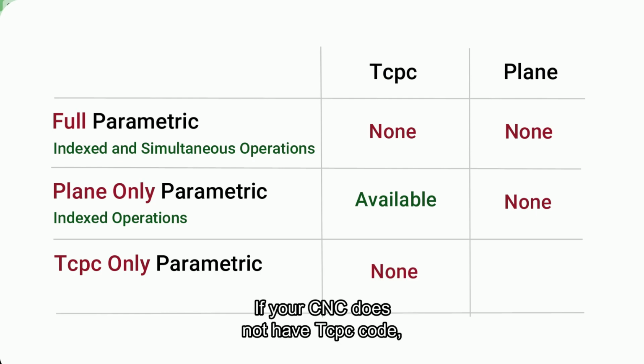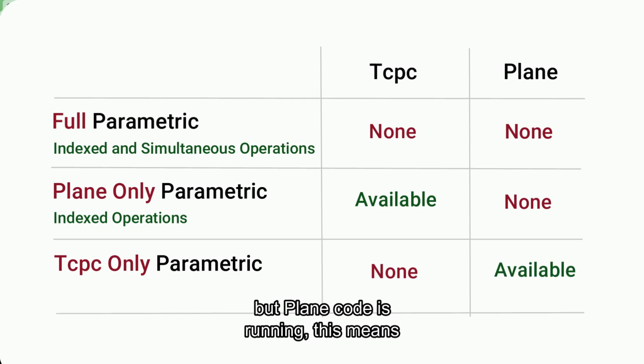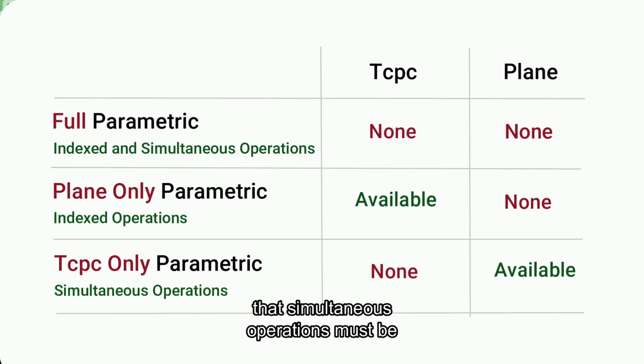If your CNC does not have TCPC code, but plain code is running, this means that simultaneous operations must be performed in parametric mode, but indexed operations will continue to be performed using the plain code of the CNC controller. These posts are called TCPC-only parametric post processors.